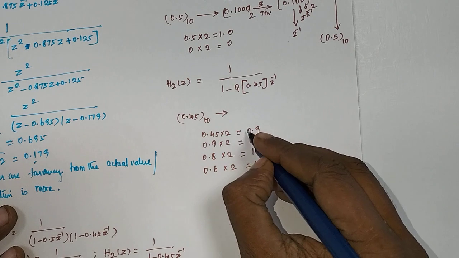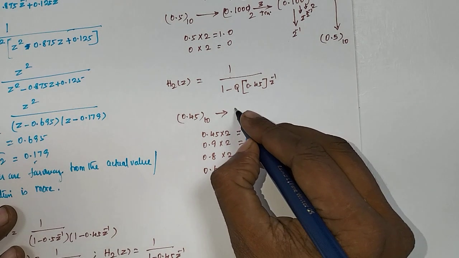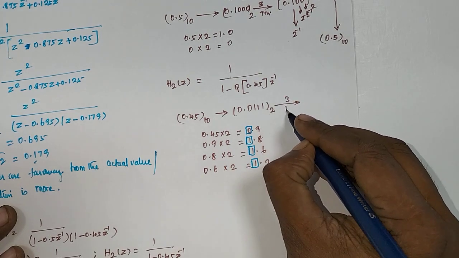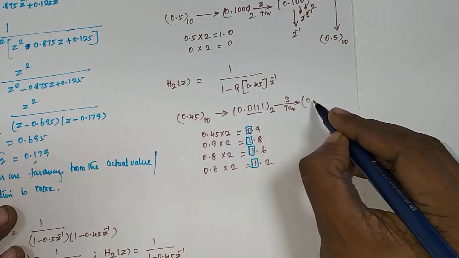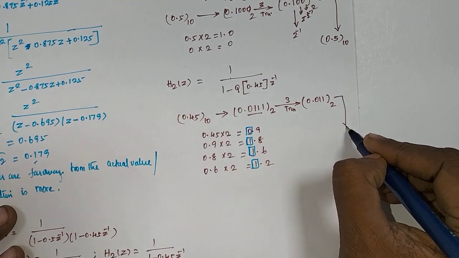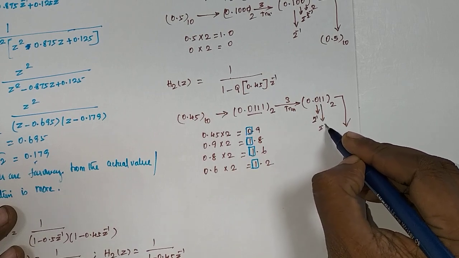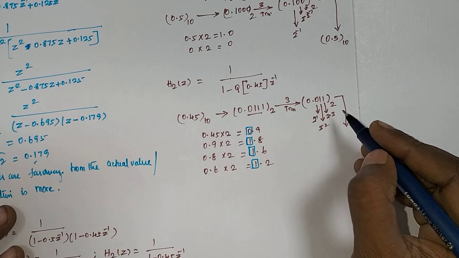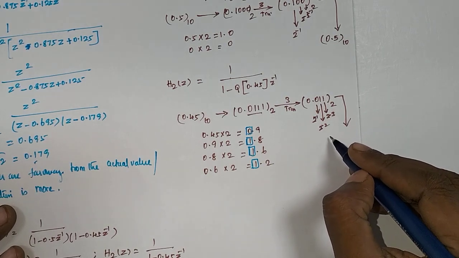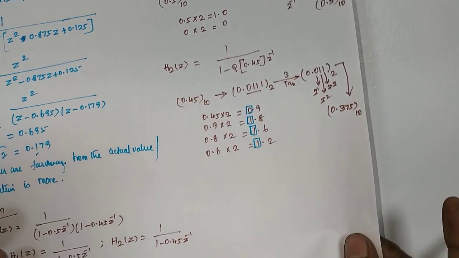Take the values 0, 1, 1 and 1. So after conversion it is 0.0111 base 2. That is after 3-bit truncation, after quantization process it is 0.011 base 2, and then you have to convert into decimal, that is multiply by powers of 2, that is 2 power minus 1, 2 power minus 2, and then 2 power minus 3. That is 0 into 2 power minus 1, 0, and then 1 by 4 plus 1 by 8, and it is equal to 0.375 base 10.